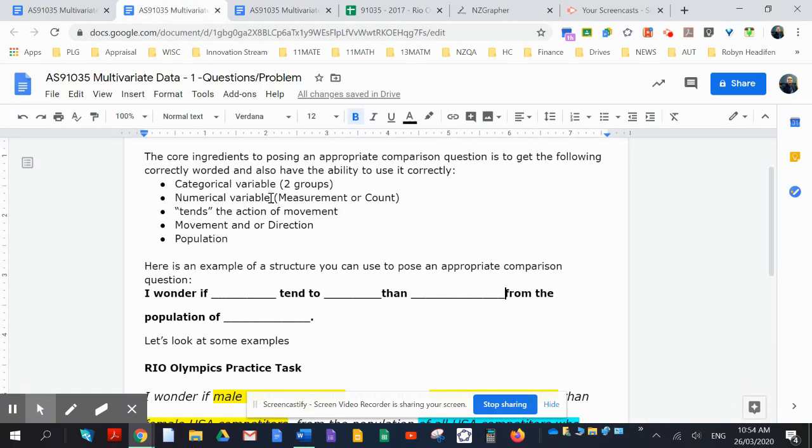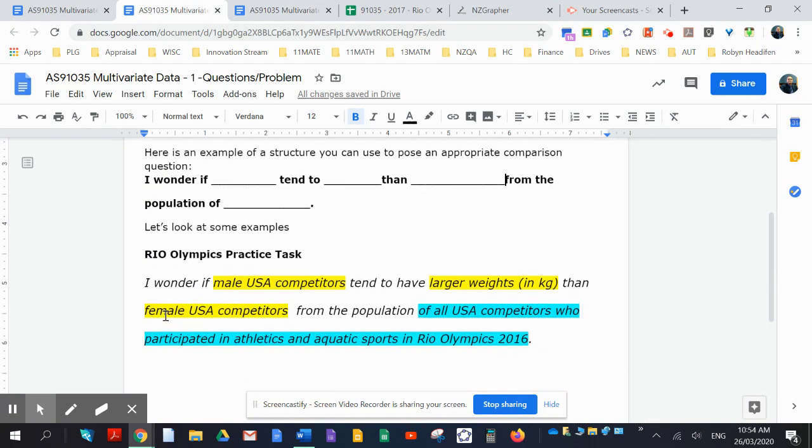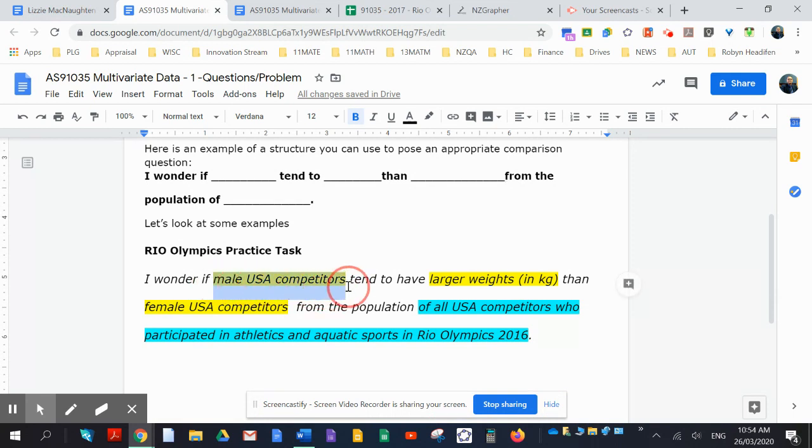I would go and say something like this. I wonder if male USA competitors, because that's who they are. These are not just any males, but these are the males who are from the USA and they went to compete in the Olympics, of course. Tend to, so here's my tend to, here's my direction, larger weights. I could have done lighter weights, or I could have said weigh. I wonder if male USA competitors tend to weigh less. So there's so many versions you could use.